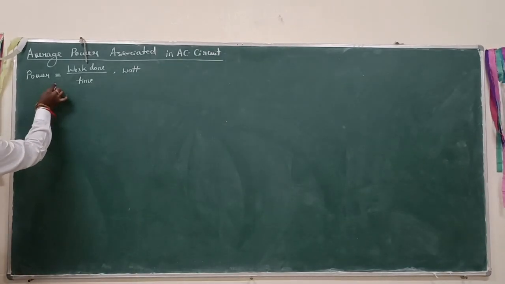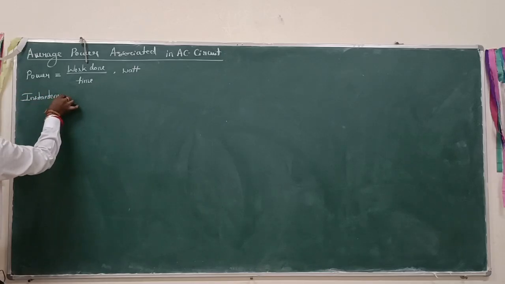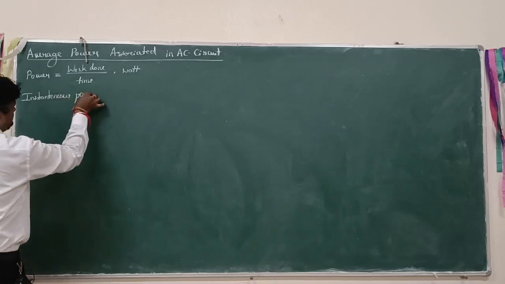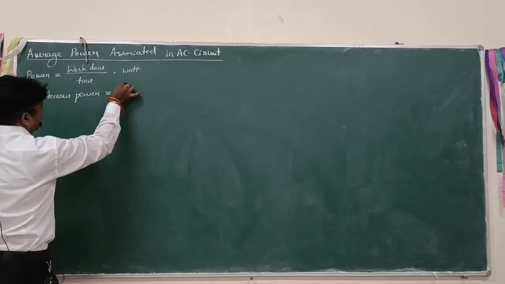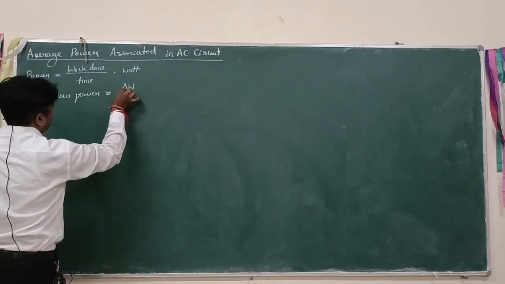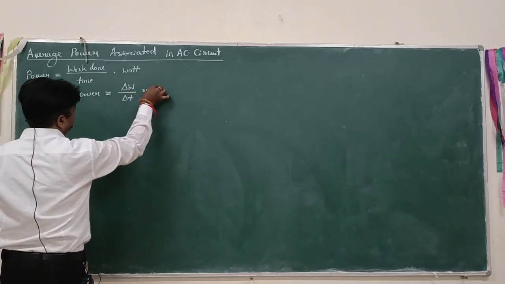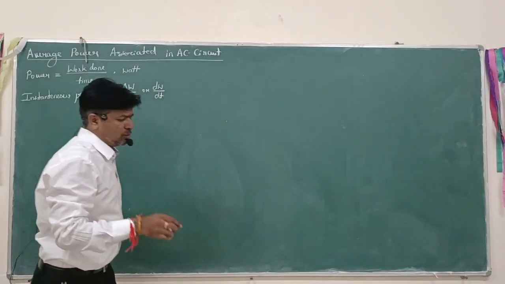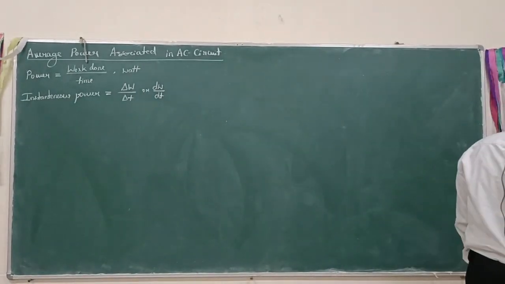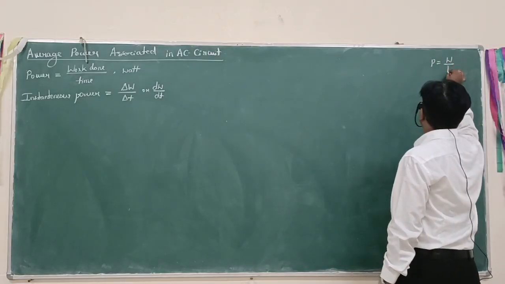So the instantaneous power is equal to delta W divided by delta T, or dW divided by dt, as we call it. So in the electric case, the expression of the power is equal to W divided by T.